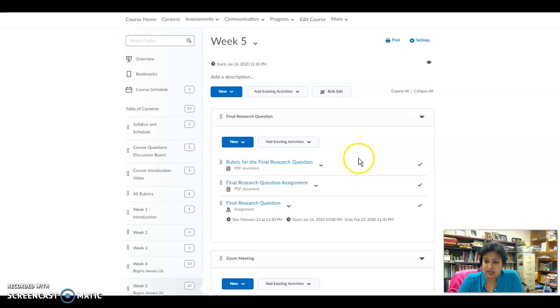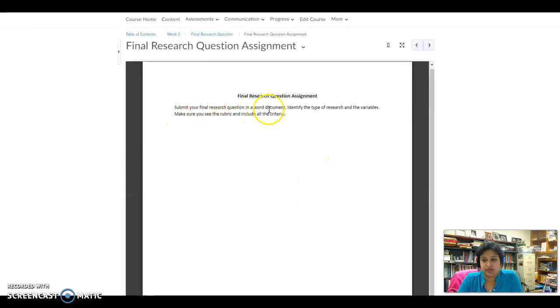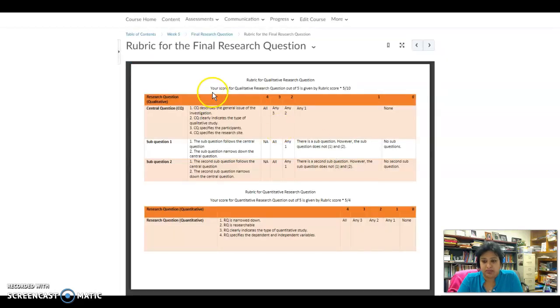So as you can see in week 5, you are going to write your final research question. After all the revisions that you've had, what is your final research question? So basically, type your final research question in a Word document, along with the variables, and make sure that it fulfills the criteria as per the rubric.